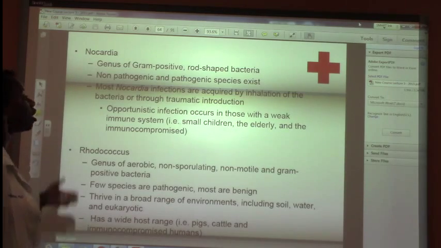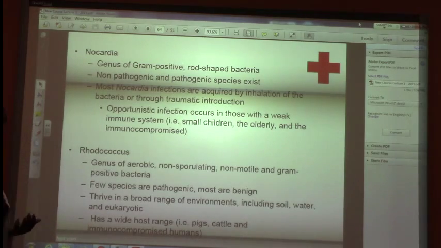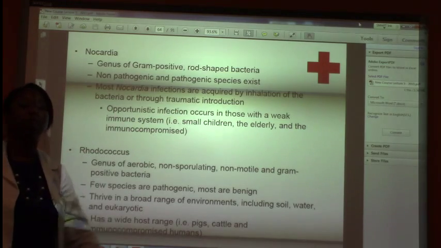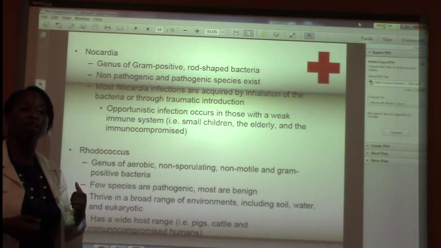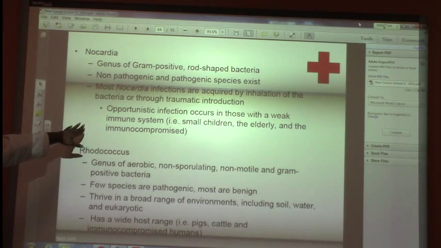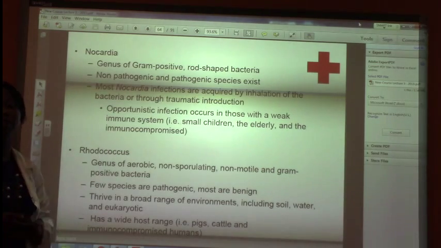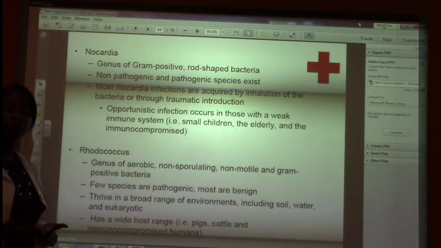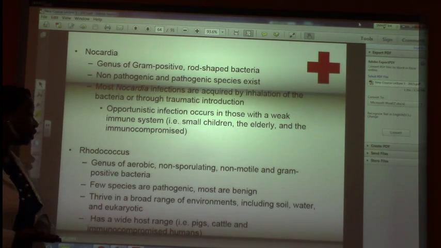For the Nocardia genus, they are gram-positive. Again, they are rod-shaped organisms. They include non-pathogenic as well as pathogenic forms, and most infections are acquired by inhalation or through traumatic injury. Very similar to what we were talking about earlier in the week. Traumatic injury simply means that there is some sort of trauma that introduces the bacterium into the body. Usually those that acquire these infections are immunocompromised, and as such, nocardial infections are considered to be opportunistic, simply meaning that they take advantage of the opportunity that someone has a compromised immune system.